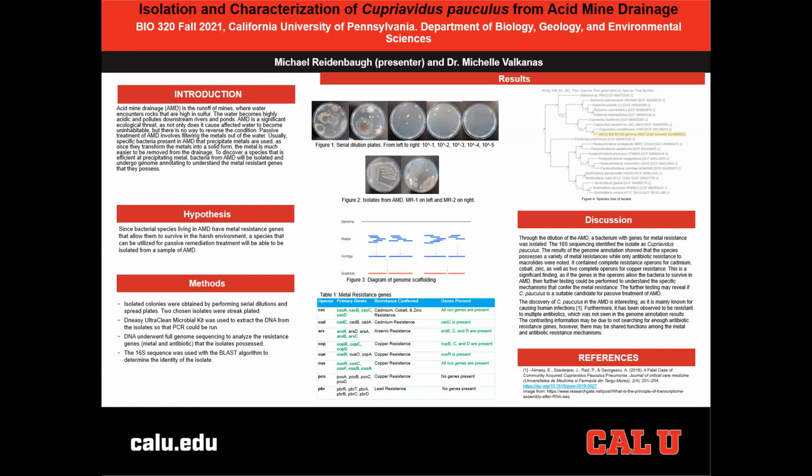Overall, this is a significant finding because there was an organism that was isolated from acid mine drainage, and it has multiple complete operons for metal resistance. So for future testing, more can be done to understand the specific mechanism of the metal resistances in the isolates.